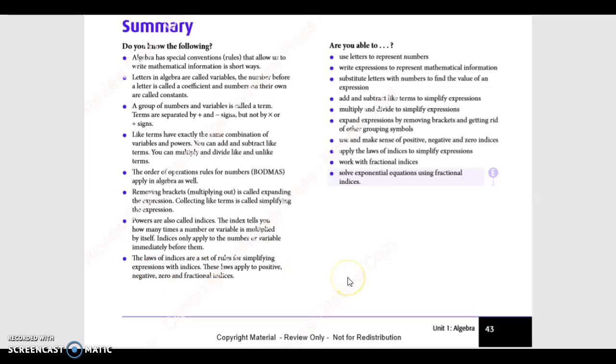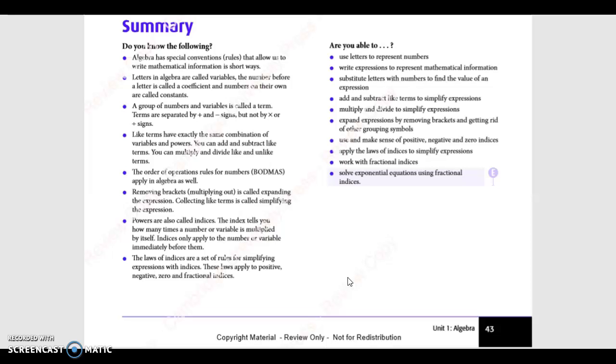This is just the summary. And then you have to review all the materials from the first chapter until the last chapter. After this, on Monday, we will have a unit test for the first and the second chapter. So you have to be prepared.